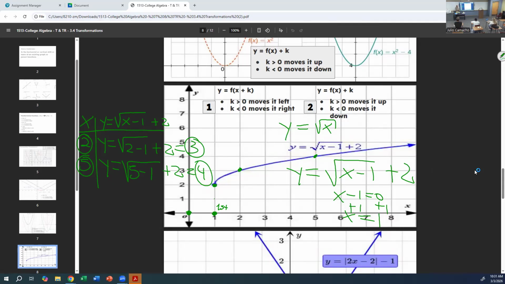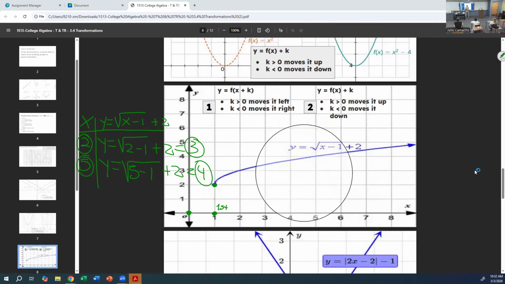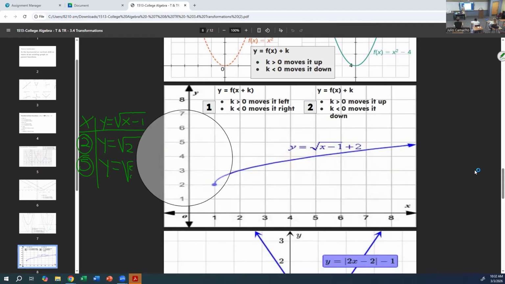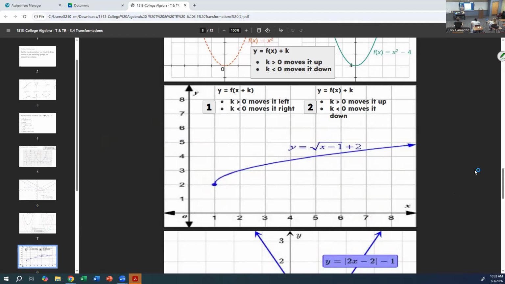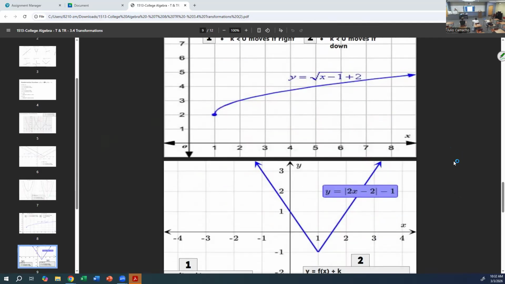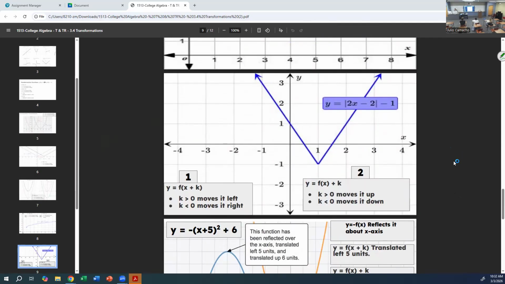Any questions so far? Can I erase? Okay. I'll erase everything, go to the next. Okay, so let's go to the next example. And that's what you have to do in your assignment. You have to really know about the transformation. Okay, let's do this one.